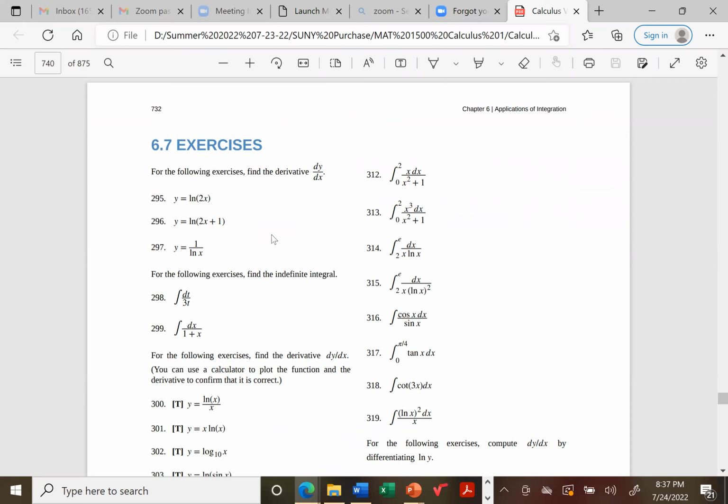So they want us to just simply take the derivative. Okay. So what do we have here?